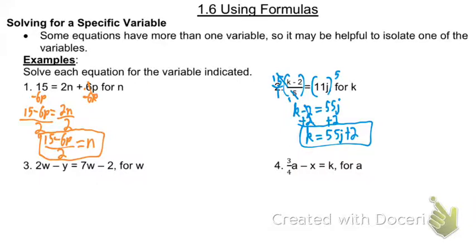2w minus y equals 7w minus 2. How many w's do we see here now? 2. What are we solving for? W. What's our first step when we have two of the same variables? Get them together. Elizabeth, how are we going to get them together?